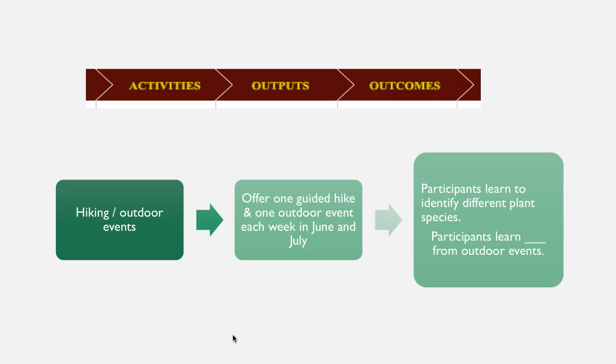And then our outcome is what we expect. So we expect participants on their guided hikes to learn to identify different plant species. And for the outdoor events, we may say participants learn whatever from the outdoor events. So it's something that we expect to happen because we've offered these activities.